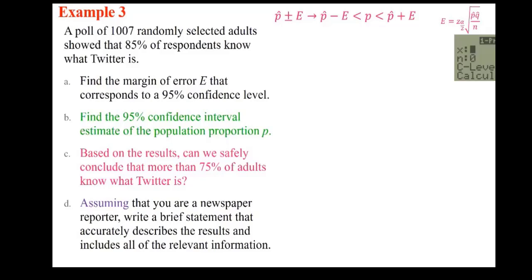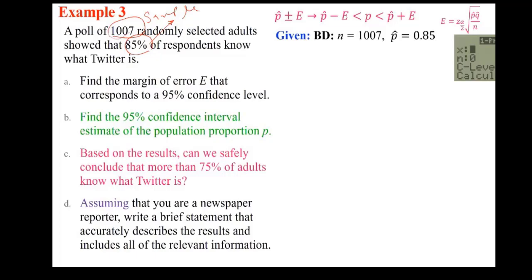And therefore, the very first thing we need to do is recognize it's a binomial distribution, because you either know Twitter or you don't. According to this, n is given, and 85% is p hat. I want to make sure we distinguish between p hat and p, because that came up before. p hat pertains to the sample. Remember, a poll of 1,007, this is a sample size, and it pertains to the sample. Therefore, it's p hat.